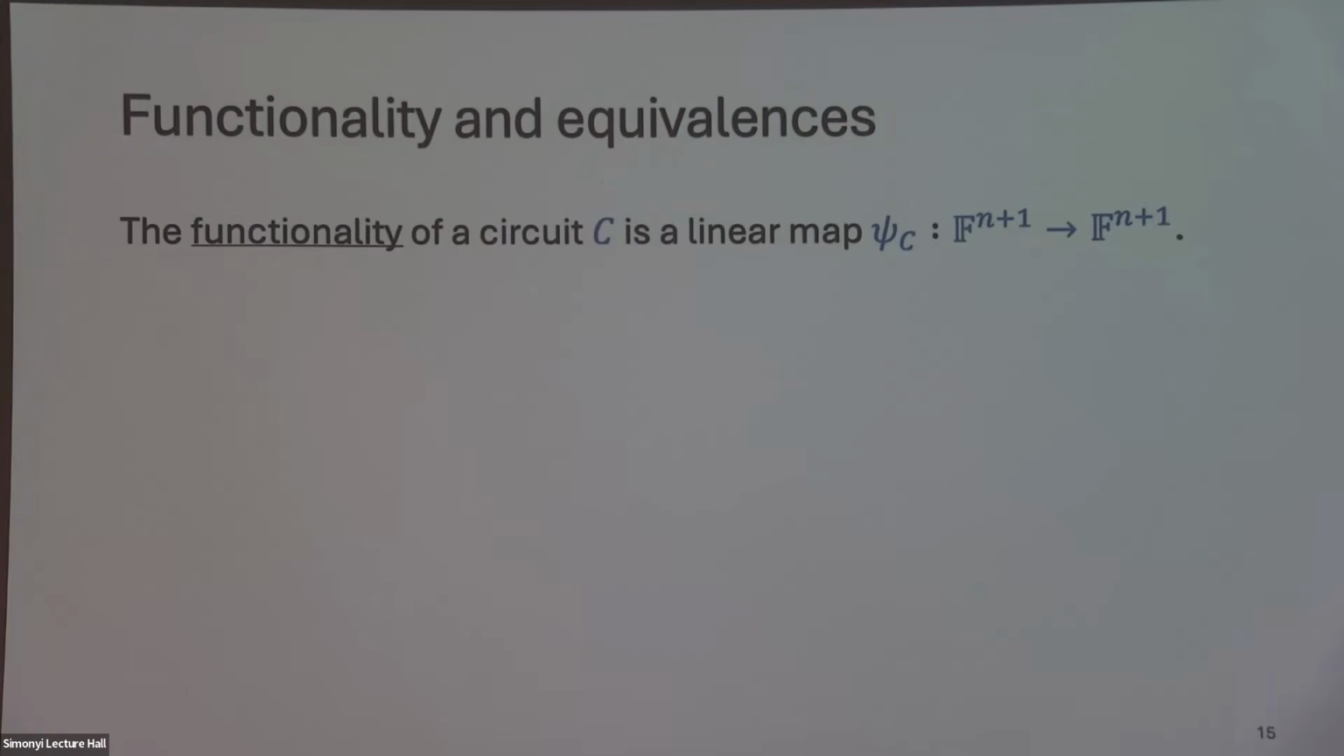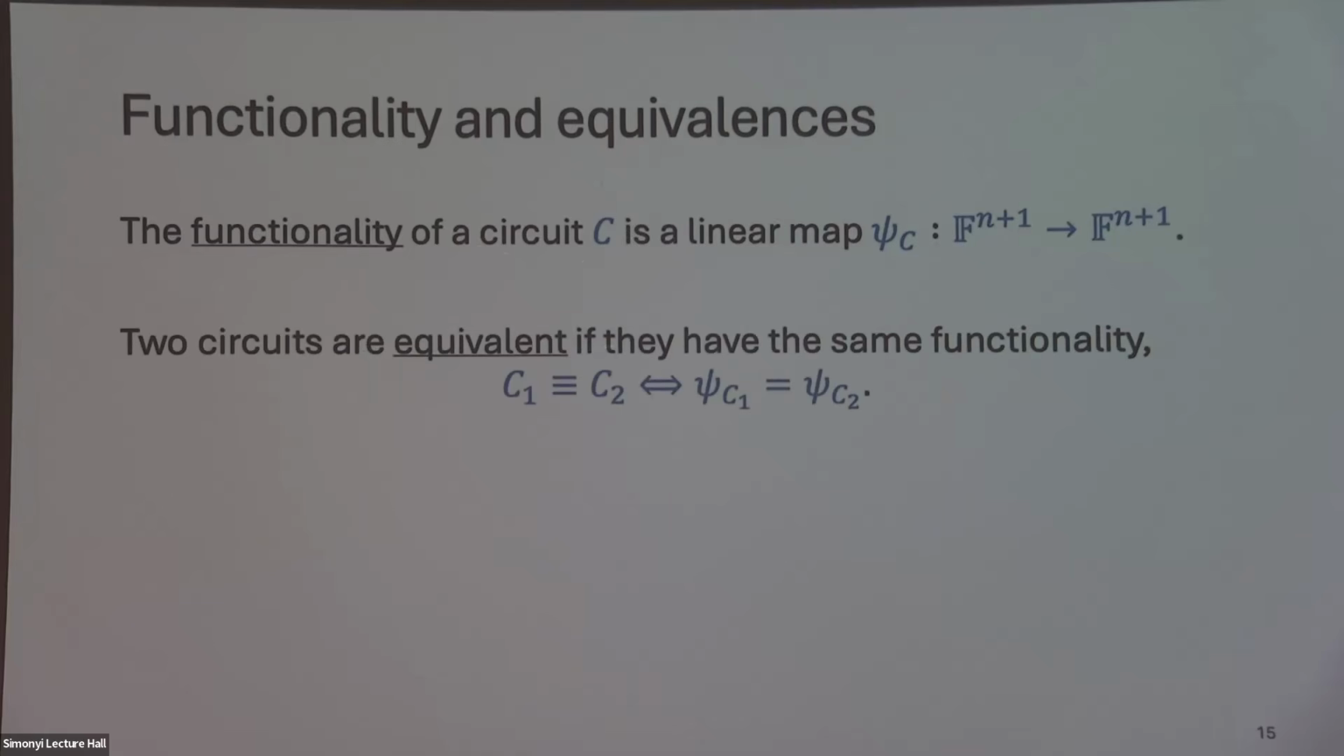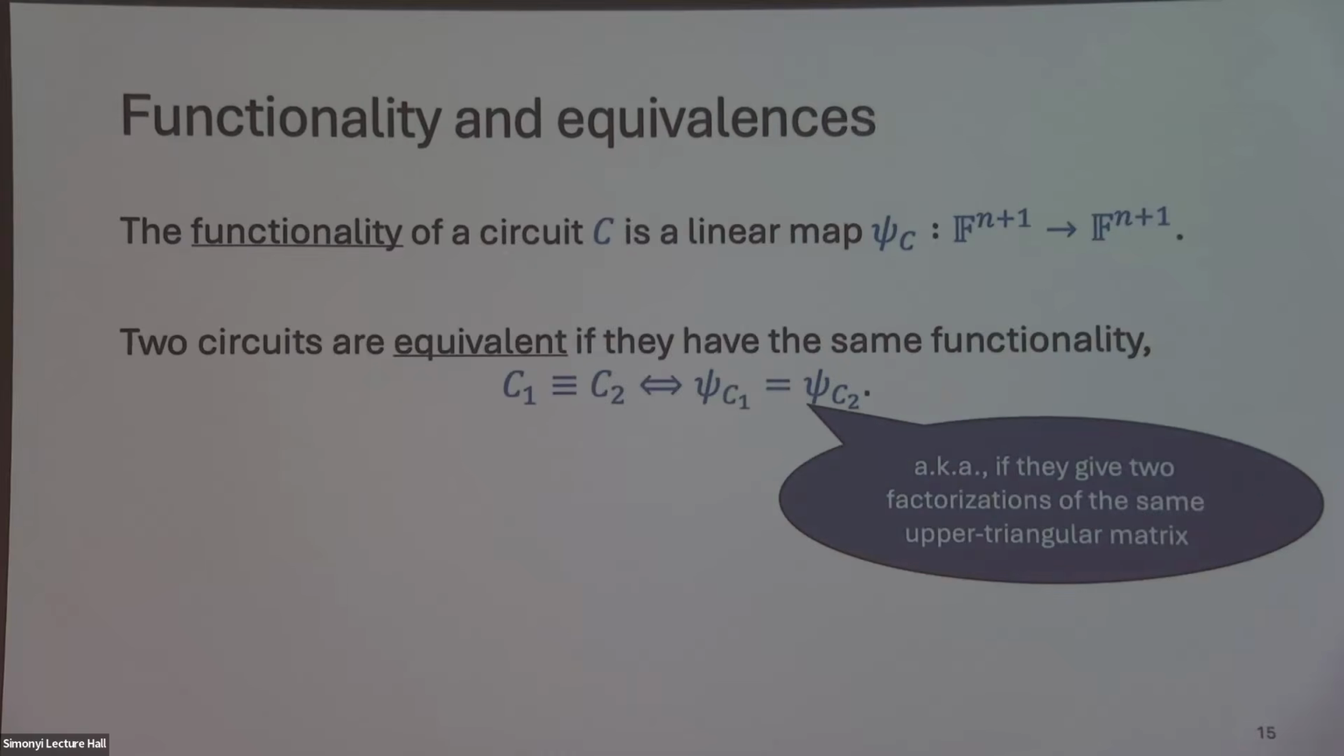So these circuits, we should think of each circuit as encoding a potentially very long, if there are many gates, product of these elementary upper triangular matrices. In particular, every circuit just computes some linear map from a vector of field elements to a vector of field elements. I'm going to say two circuits are equivalent if they have the same functionality. So if I put in the same field elements, I get the same field elements. If you want to think of these as products of matrices, it's like saying that these two circuits are just factorizations of the same underlying upper triangular matrix with ones on the diagonal.